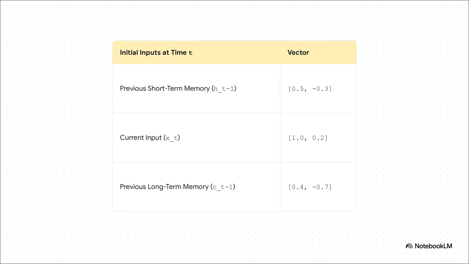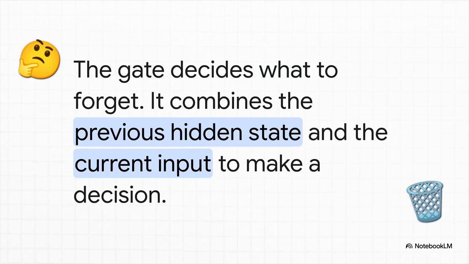Just think of these vectors as how the AI represents ideas and context in a way that math can understand. So we've got a vector for the previous short-term memory, one for the current input, and one for our all-important long-term memory. Let's see what the cell does with them. Okay, let's kick off the calculation.